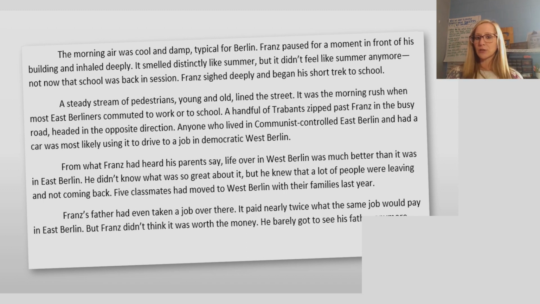We also learned a little bit more about Franz here. How does he feel about West Berlin? I thought that too. He didn't seem to think that West Berlin was that great, and he didn't like that his father worked there because he didn't get to see him very much. So as I read, I want you to listen for a historical detail related to the next character that we meet.